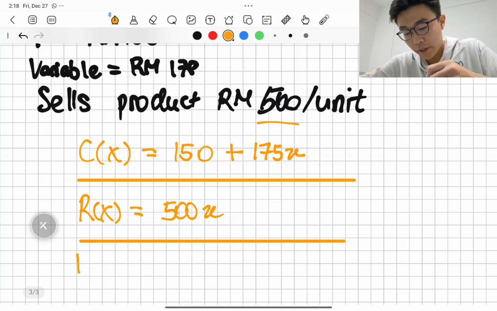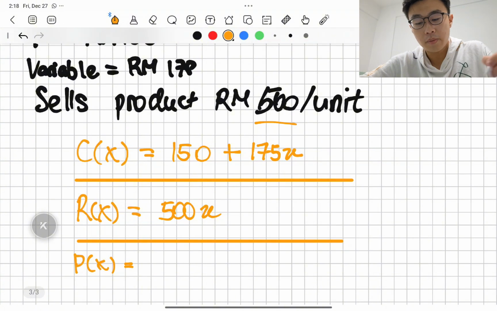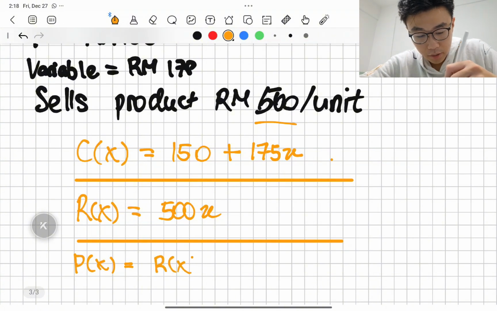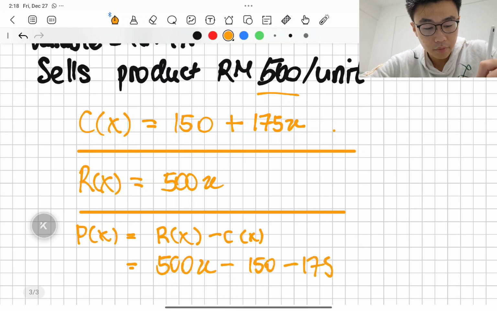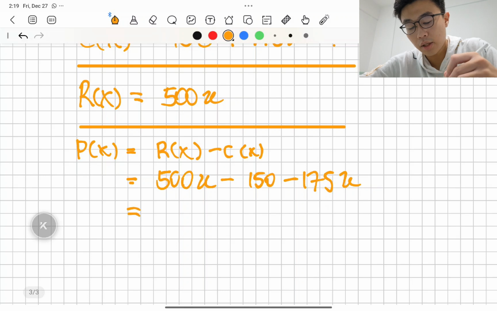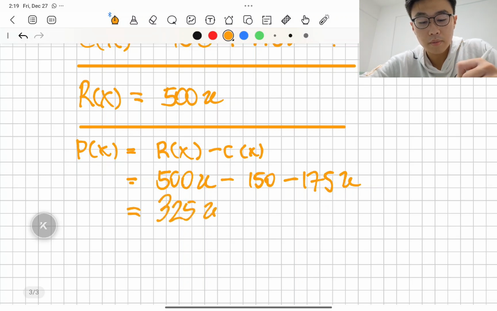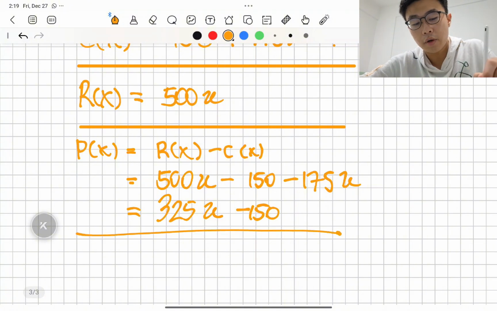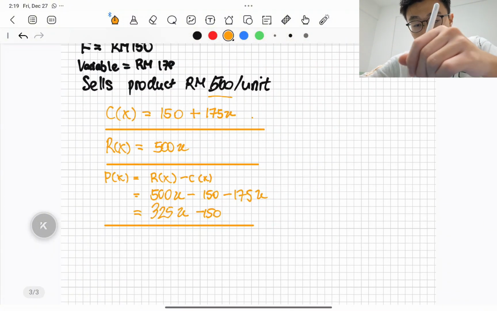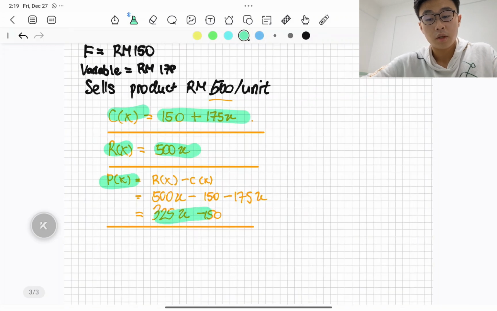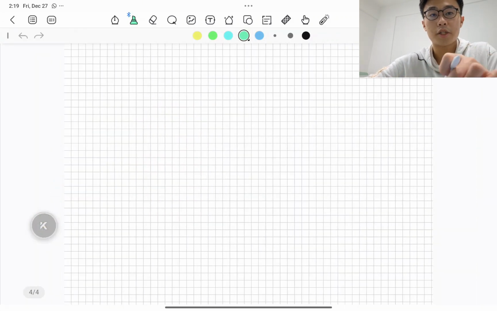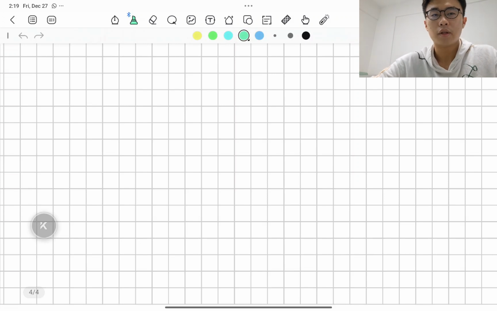Last but not least, we have the profit function. And it is just the difference between R(x) and C(x). So R(x) minus C(x), which is equal to 500x minus 150 minus 175x. Thus, the result will be 325x minus 150. This is the profit function. Okay, we have defined all three results. Very simple. Now moving on to the next example to find the marginal function. So let's move on.